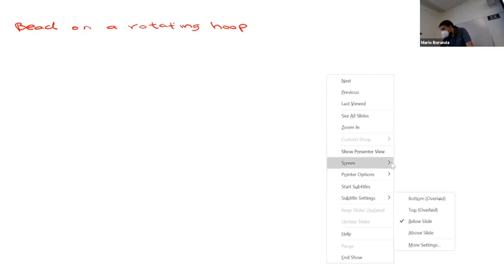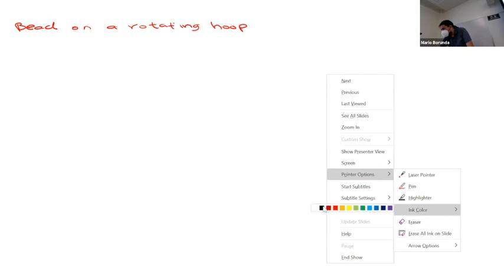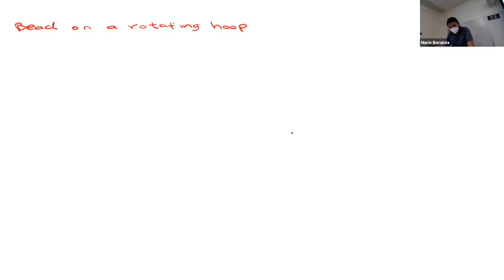So here's a problem, and it's a bead on a rotating hoop. Actually, I got this problem in one of my exams in mechanics, graduate mechanics. So it's a painful one to remember. And I'll let you know why in a little bit.